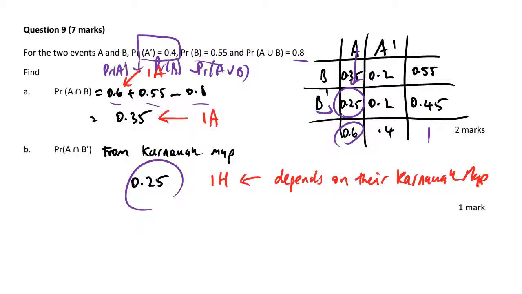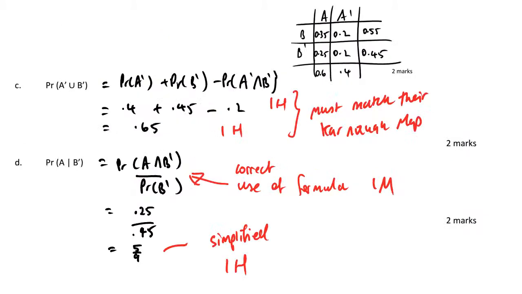So you'll notice there's an H mark. H stands for his, her, also known as consequential mark. So that if you had your Karnaugh map filled in incorrectly, you at least could have got a consequential mark, even if you had the wrong answer. Just check to see that you haven't been unfairly dealt with in that case.